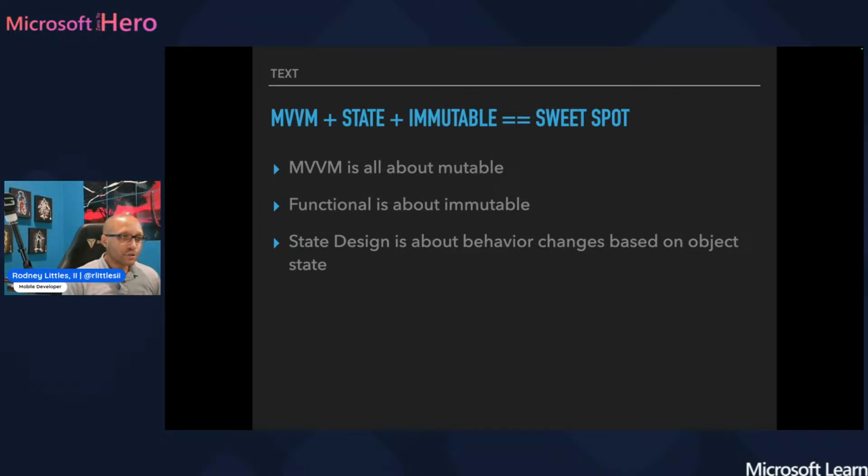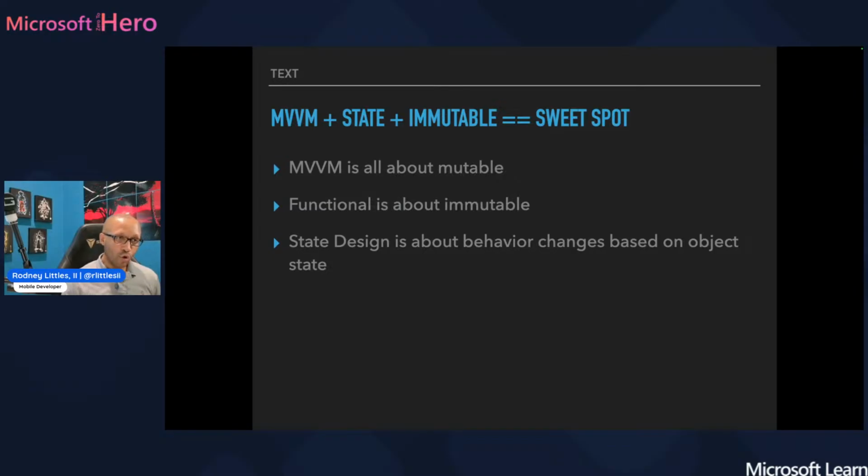So functional really cares about being immutable, right? Like, I have state and I don't want to mutate state. I can return you a new representation of that state, but I'm not going to mutate the representation of state that I have. And then the state design pattern is about behavior changes on object state, right? So the behavior of this object is going to change depending upon what state it's in, right? I.e., that's the view of an application.